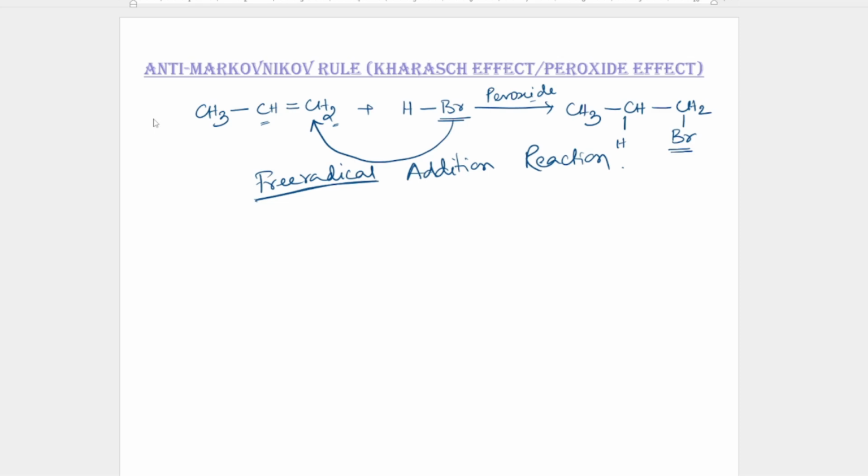One important thing that we are using here is peroxide. In the presence of peroxide, this product will form, but in the absence of peroxide, the bromine will attach to this carbon atom. So the mechanism starts here. We are using a common peroxide for this, that is benzoyl peroxide.